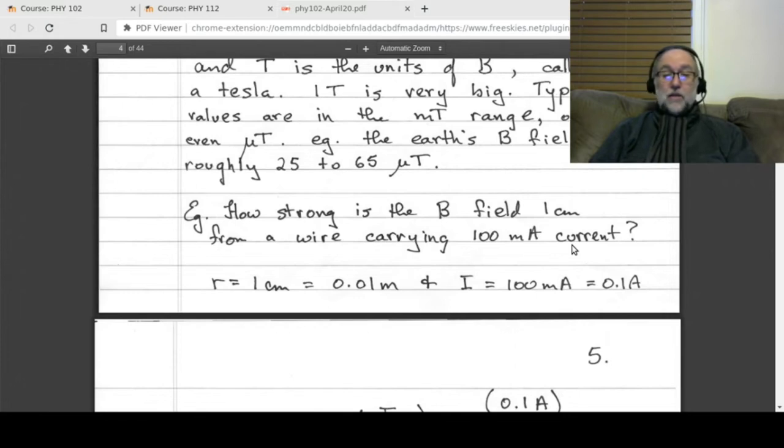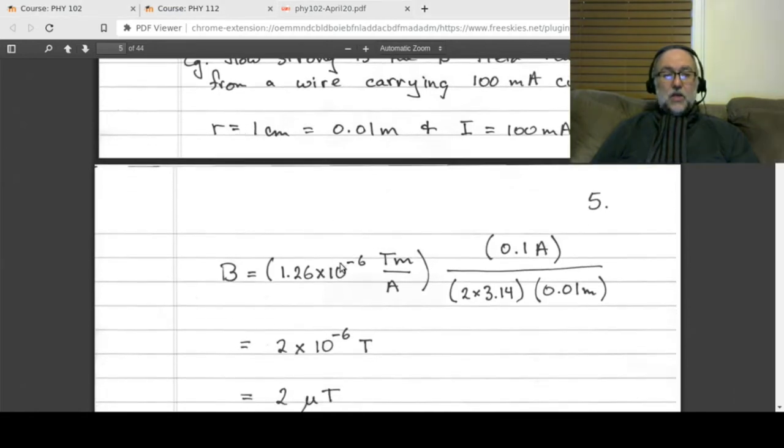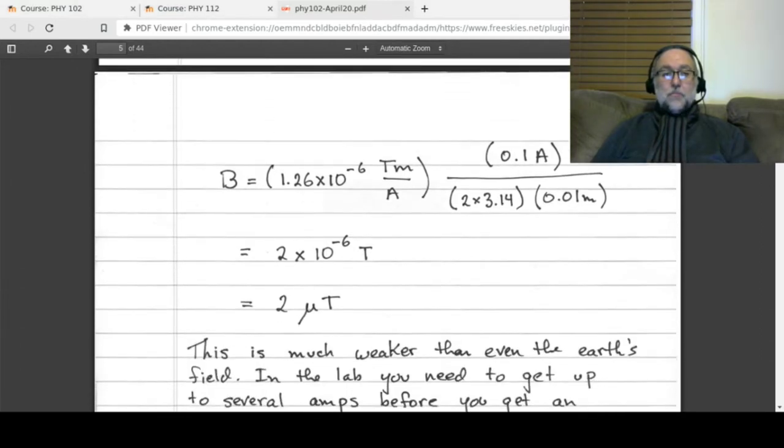By the way, the instrument to do that is called a Gauss meter, and you should see that in the lab. R is basically 1 centimeter, but we have to work in MKS units, so it's 0.01 meters. The current is 100 milliamps, but we have to convert that to amps, so it's 0.1 amps. We plug that into the equation above: mu naught times the current, divided by 2 times pi times R. It works out to be 2 times 10 to the minus 6 Teslas, which is 2 microteslas.